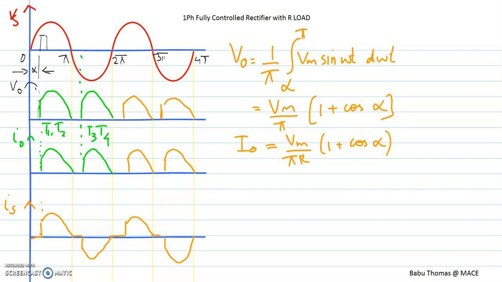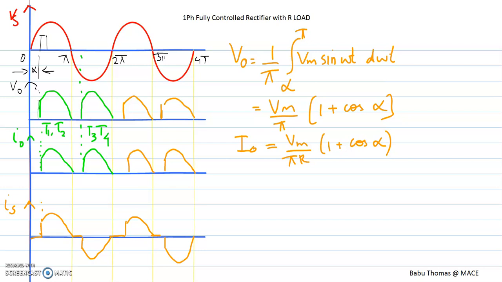We can also think back about our half wave controlled rectifier with the resistive load. There the difference was the time period was different, where 2 pi was the time period. So 1 by 2 pi we get and from alpha to pi. So you can see what is the change in the output voltage equation under this condition.